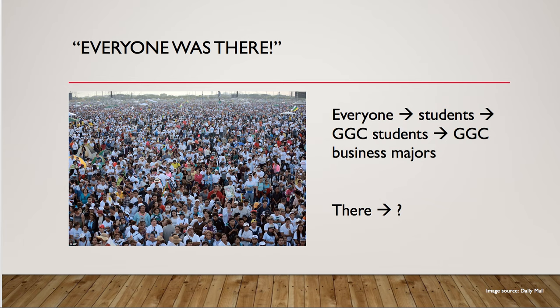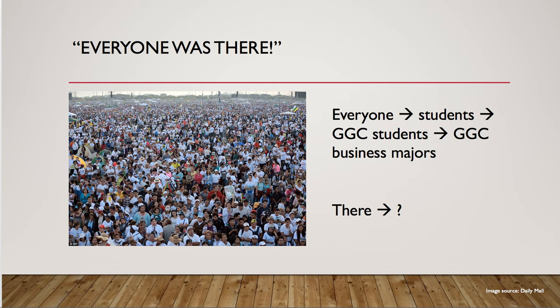Let's do one more example. If I say, "Everyone was there," that is a very general statement. Where and who was actually there? You might be asking me, "Everyone who? Do you mean literally everyone in the whole world?" Probably not. I could be more specific about what group of people I mean if I say students. I could be more specific if I say GGC students, or even more specific if I identify them as GGC business majors.